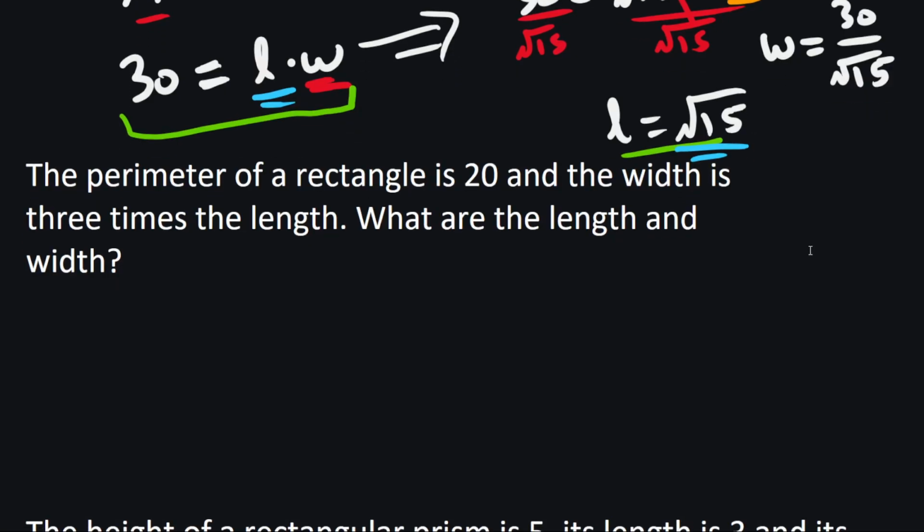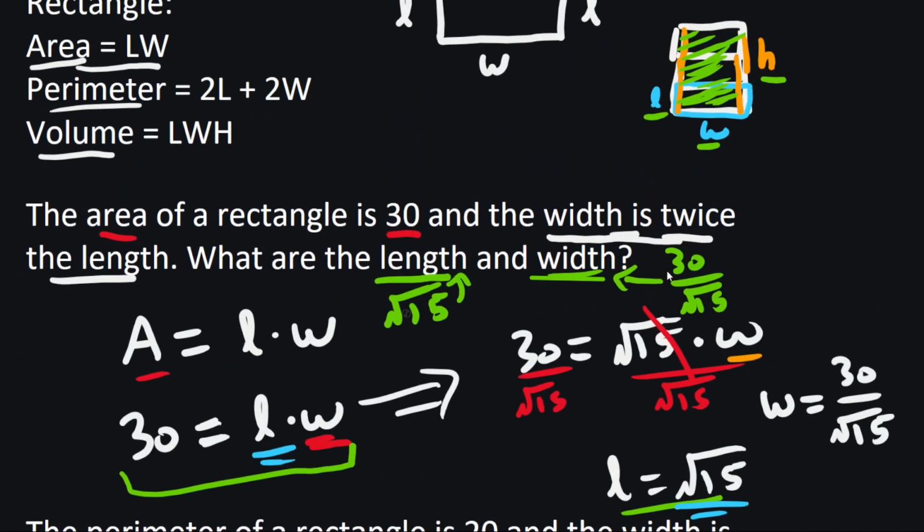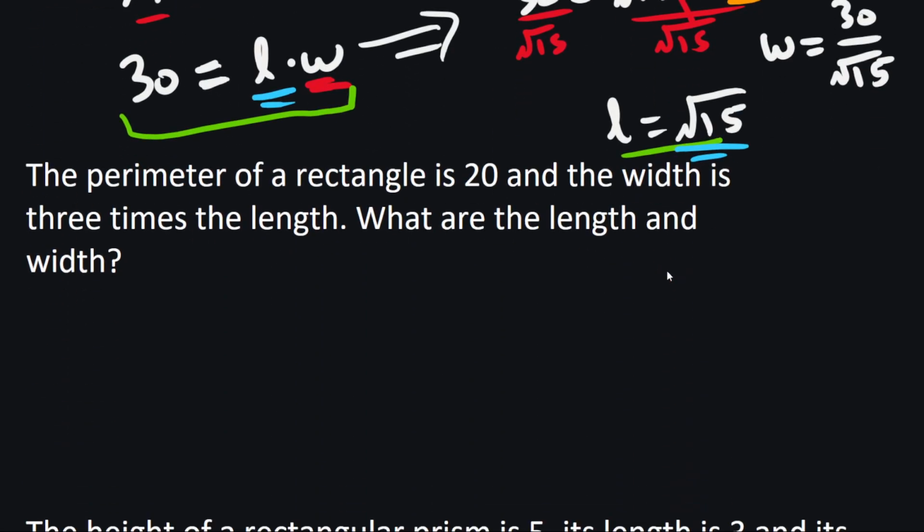Now let's move on to the perimeter. So the perimeter of a rectangle is 20, and the width is 3 times the length. What are the length and width? Okay, so let's go ahead and write our perimeter formula. It is 2L plus 2W. So our perimeter, I'll just represent with P, equals 2L plus 2W.